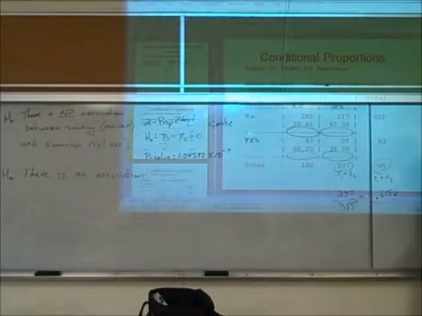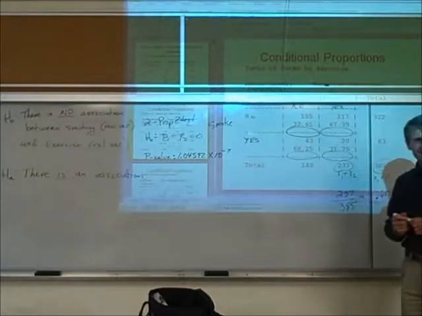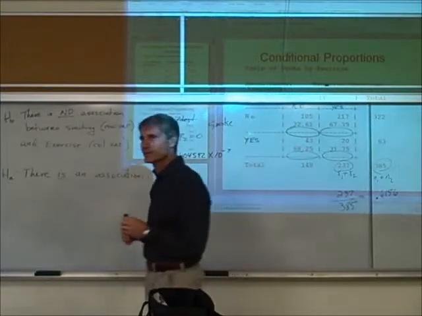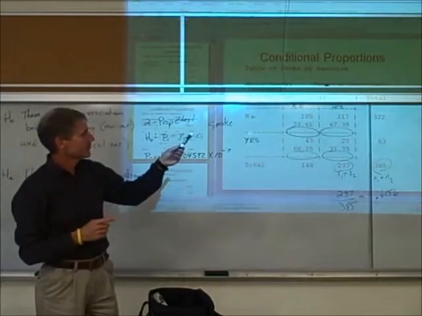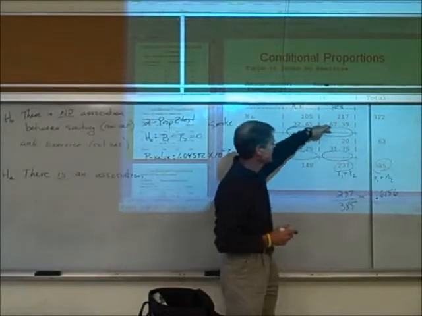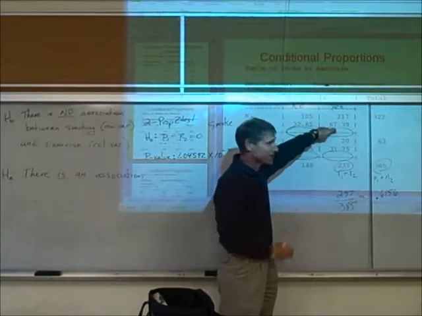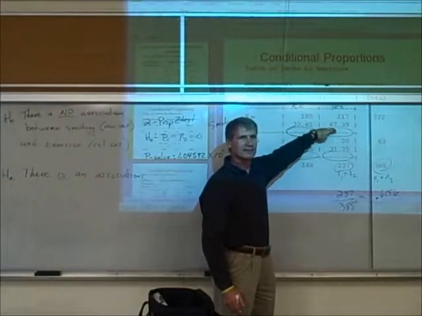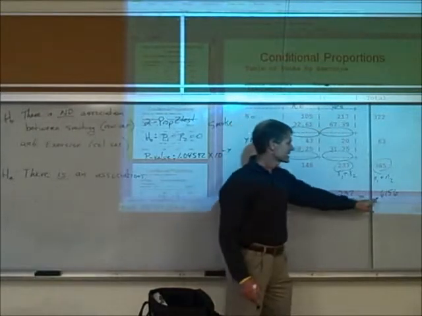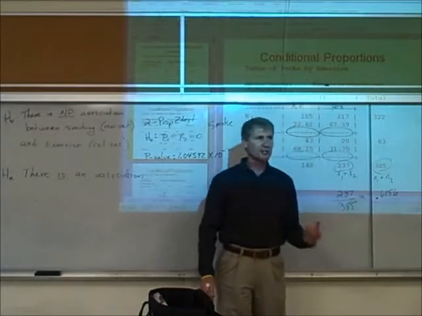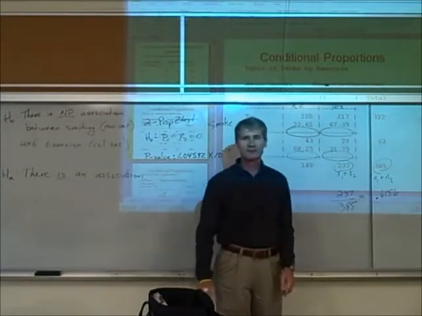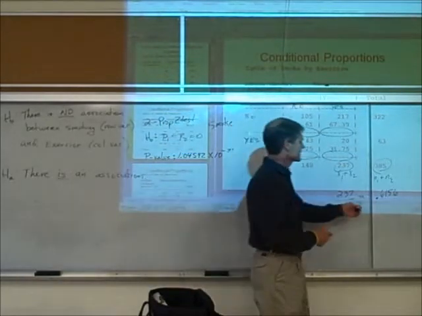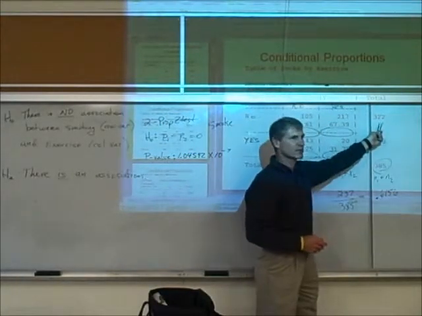Okay? So now, how many of the 322 have to go in here in order to make it 61.56%? How do you do that? I want to know what is 61.56% of 322. You multiply it. So do that. Take 0.6156 times 322.